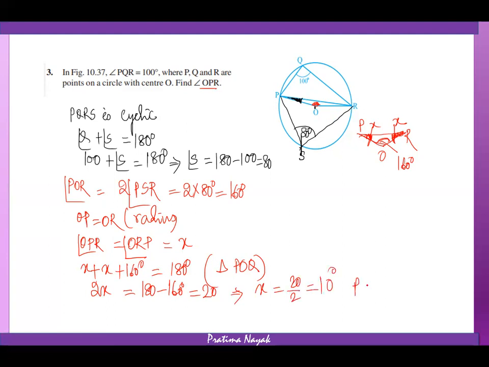So how much is OPR? OPR is 10 degree. Got it? This is 80 degree. Why is this 80? Only thing is you have to draw a point S, making a closed quadrilateral. So if this is 100 degree, it will be 80 degree. Now POR will be 160 degree. And if we subtract 160 from 180, you are getting 20. These two angles are equal to each other. So x plus x makes 20. 2x is 20, x equal to 10 degree. I hope you have understood.